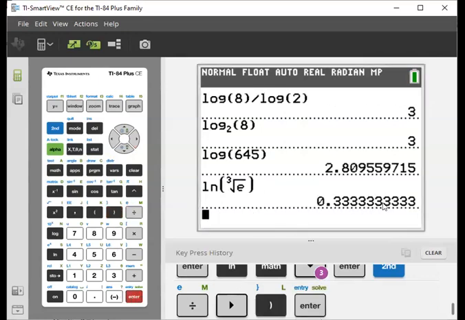And it tells me it's 0.33333. So it would be 1/3. If we're rounding this to 4 decimal places, 0.3333, right?